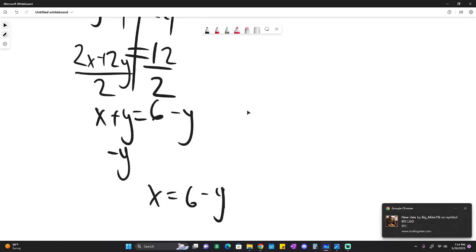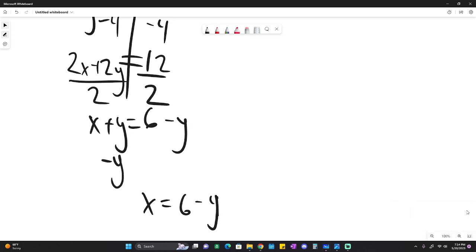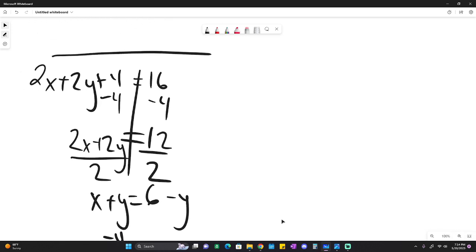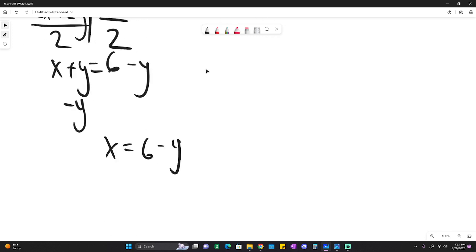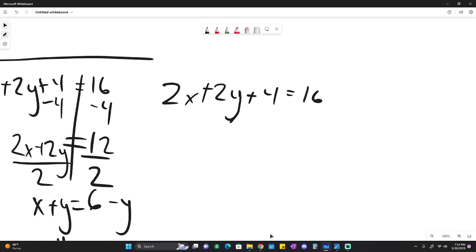To solve for the second variable, we just have to plug it into the original equation. So we write our 2x plus 2y plus 4 over again equals 16. And now for every x, since we know what x equals down here, x is 6 minus y, we can add this back up here. Since we have a 2x, we have 6 minus y's, right? We have 12 minus 2y. We can add this back here.